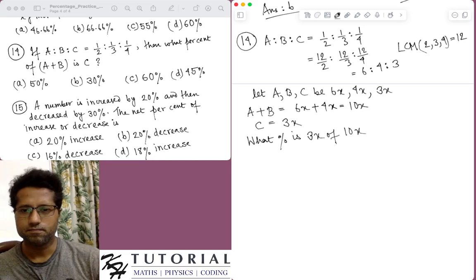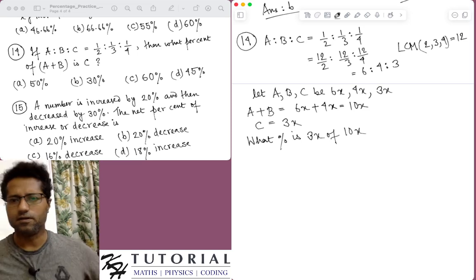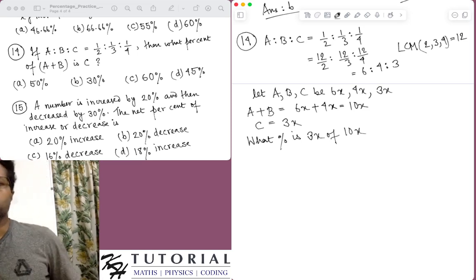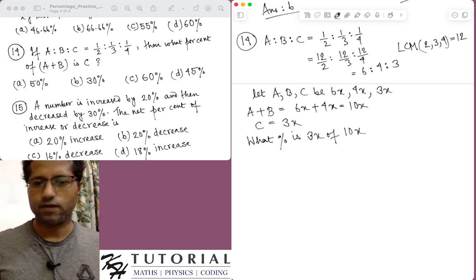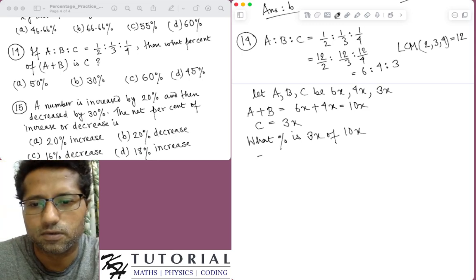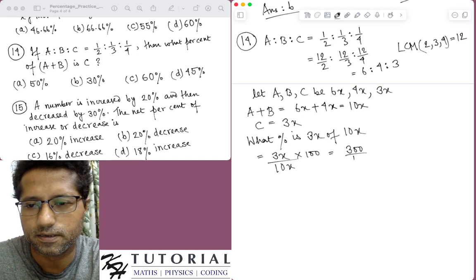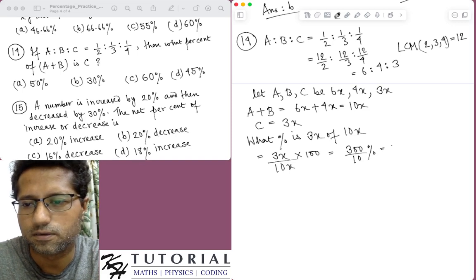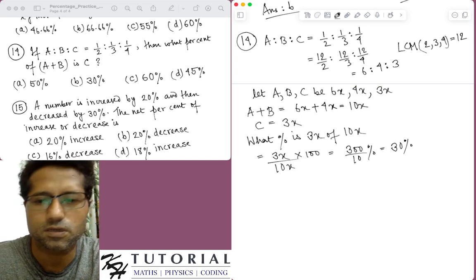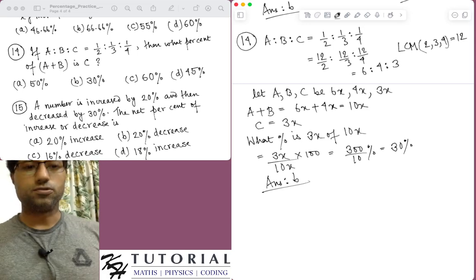It has asked what percent of A plus B is C. Now A plus B we have found to be 10x, where x is some unknown, and it is irrelevant, we need not find x. And C is 3x. So we have to find what percent is 3x of 10x. This is equal to 3x divided by 10x multiplied by 100. X cancels out, so this is 300 by 10 percent, this is 30%. So the answer is choice B. Let's do the last problem.